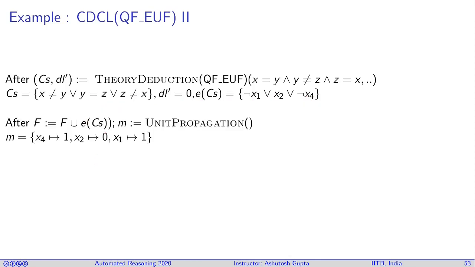Now I add this clause to my set of clauses and do the unit propagation. If I do that, x4 becomes 1, x2 becomes 0, and x1 becomes 1. And this conflicts with the learned clause. So I will do the backtracking and make some other assignment and move forward.